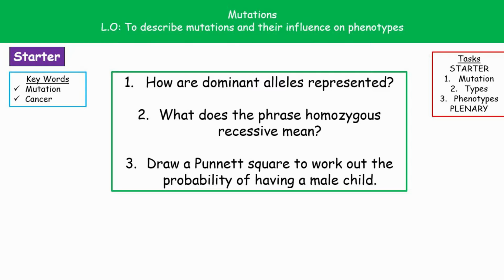So today's lesson is going to be a little bit different because it's actually going to be a bit of a double lesson. What we've got is mutations first of all, and then we're going to have a look at the history of genetics towards the end. To start off though, we've got 3 questions based around our previous lesson, so answer those in your book for me.